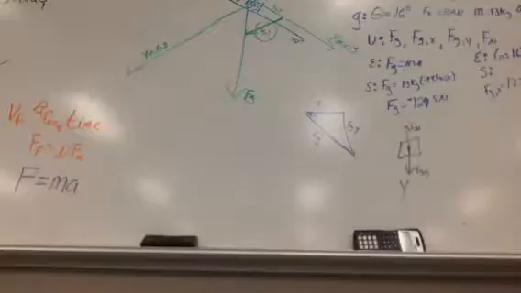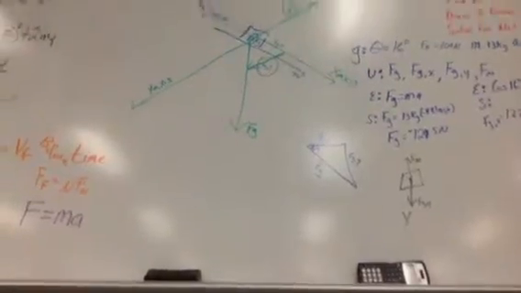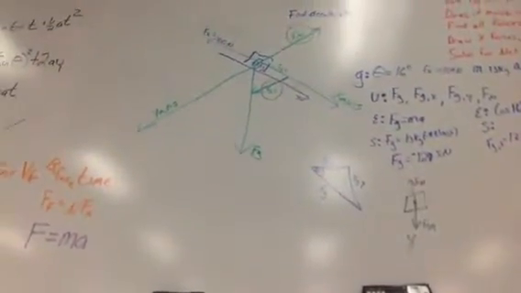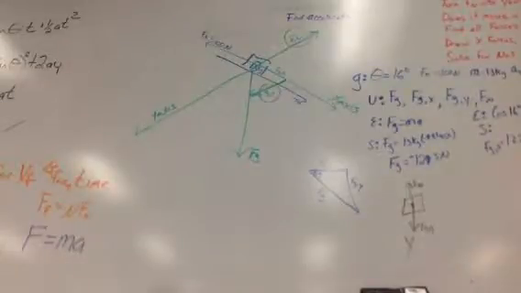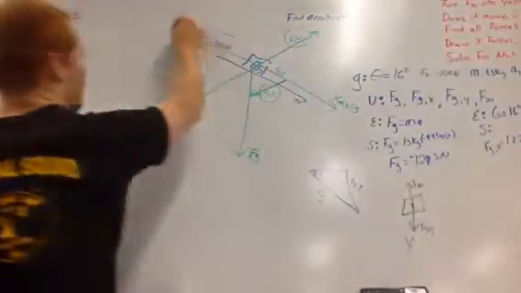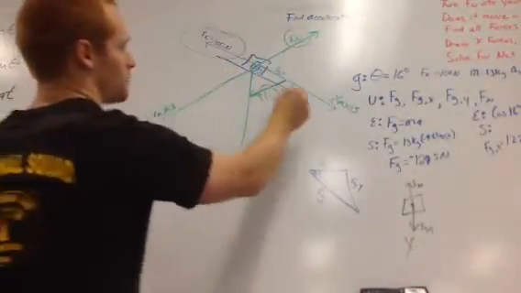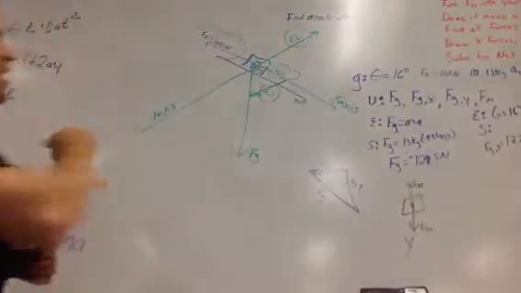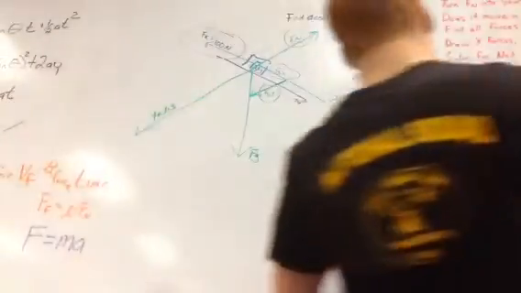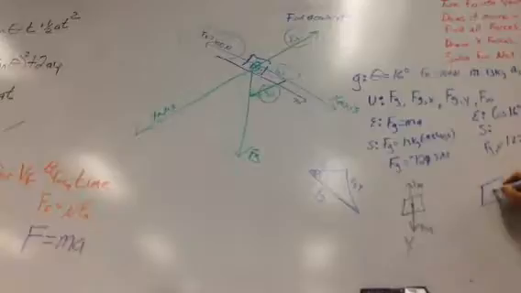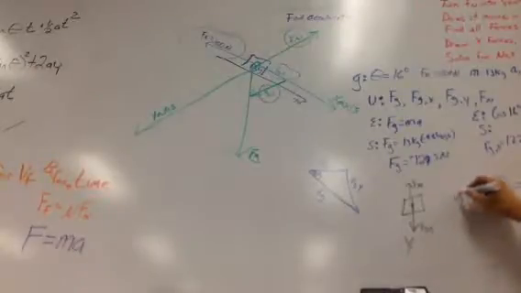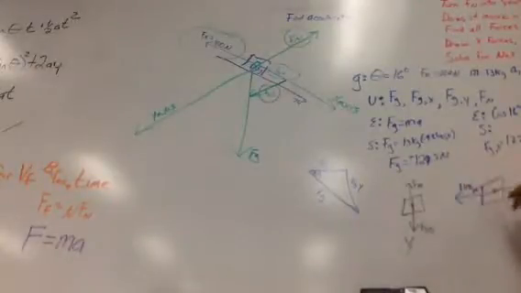In blue, so that's for FY. In blue, we have FK. Then we also have FG of X. So these are our X directions. Going left is going to be 100 newtons, and then FG of X is 122.5 newtons. Okay, so I'm going to go back real quick to the Y.